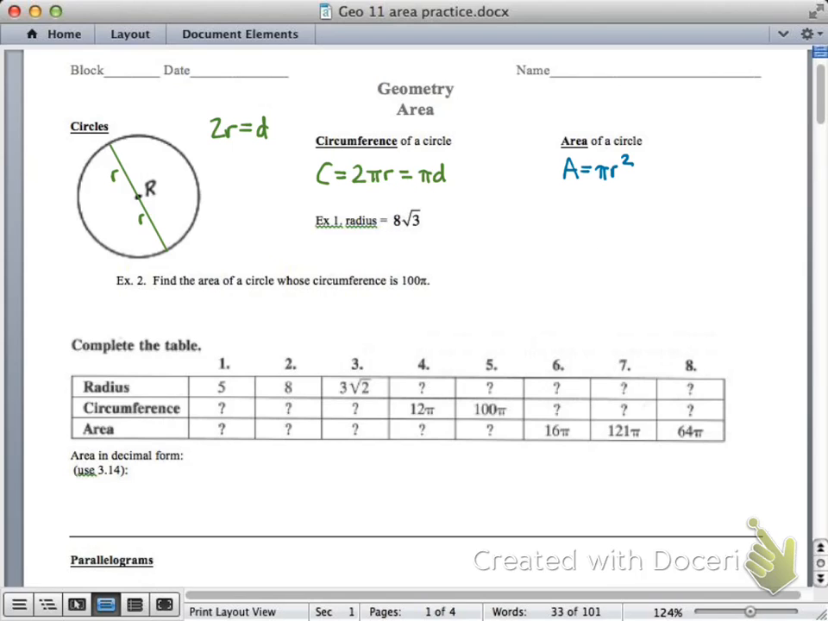For the area of a circle, pi r squared. Those are the ones you should be familiar with. So there's 2 ways we can do the answer. Here's this example here. Find the area of a circle whose circumference is 100 pi. Well, I'm sorry, example 1.